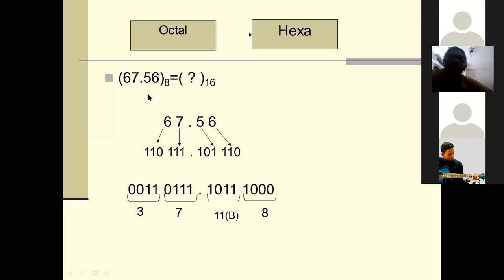So I have converted this octal number into a binary number using a 3-bit box. Here is the binary conversion from octal to binary. Then I use another technique that converts binary to hexa.